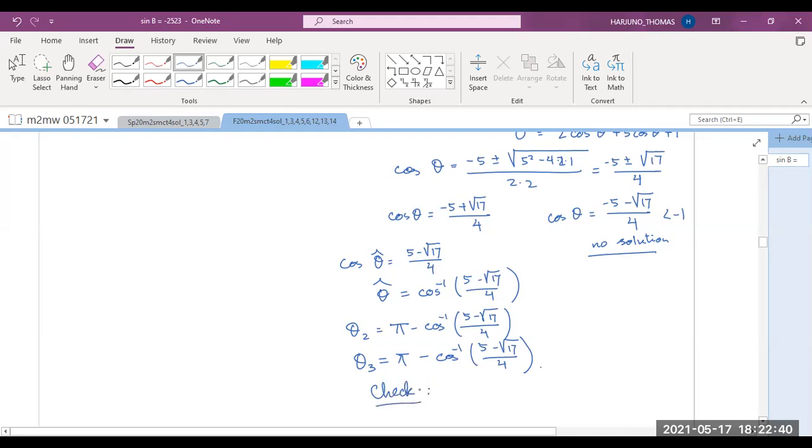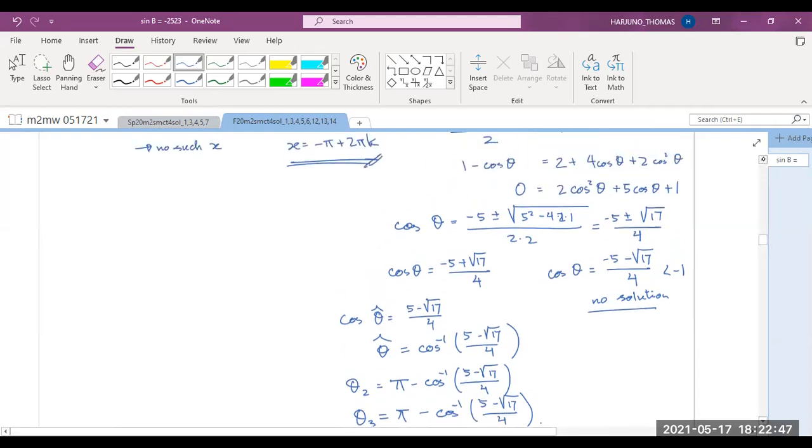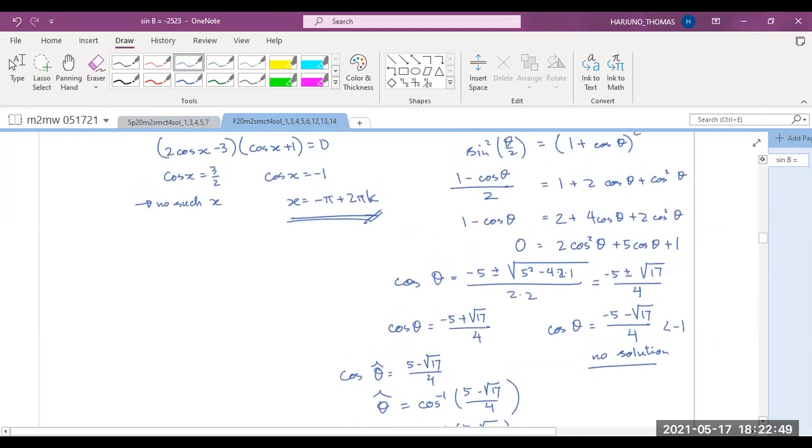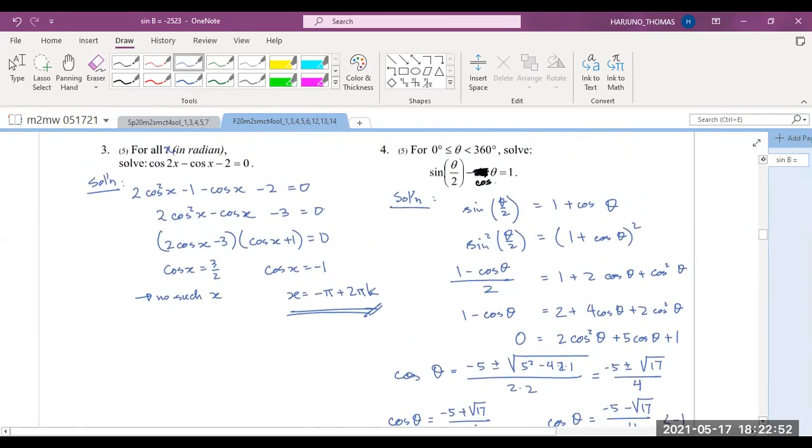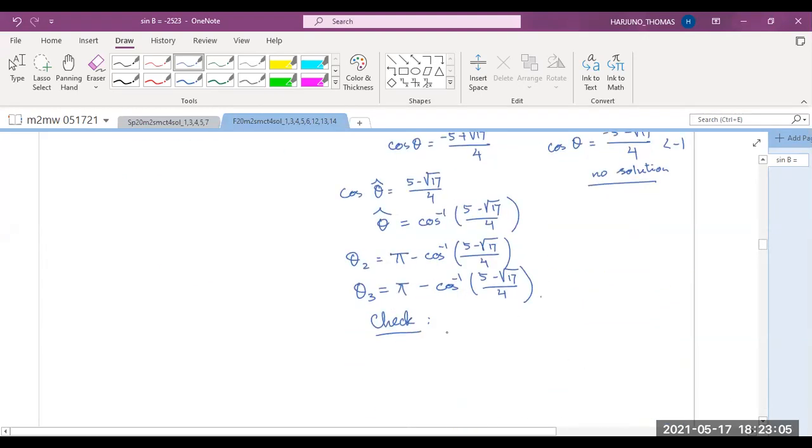Okay, but just check using your calculator. Yeah, the answer in quadrant 3. Oh no, I don't know. You need to check. Yeah, you need to check it in full. Okay, just use a calculator to check.